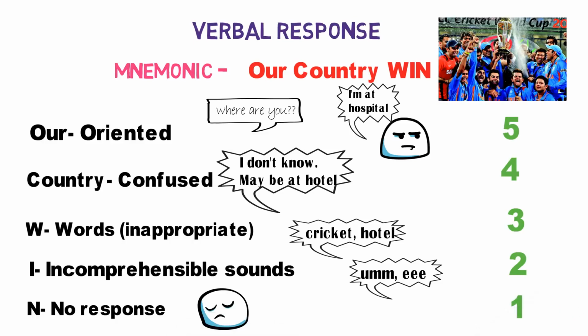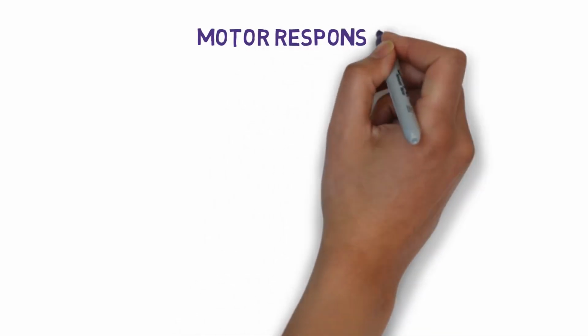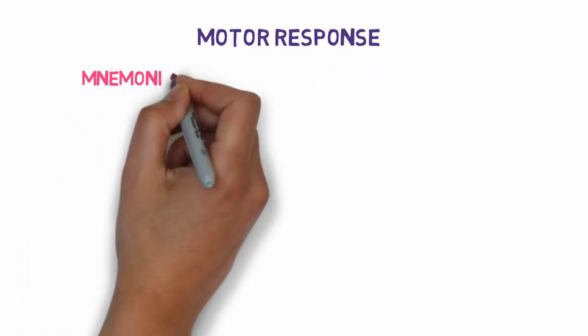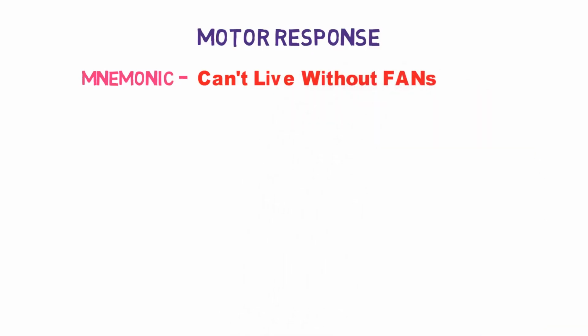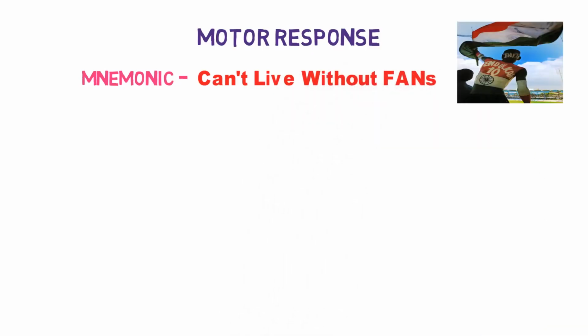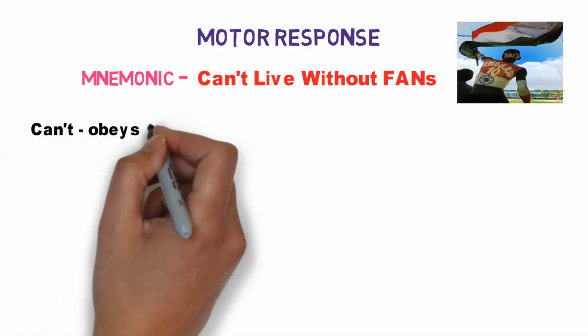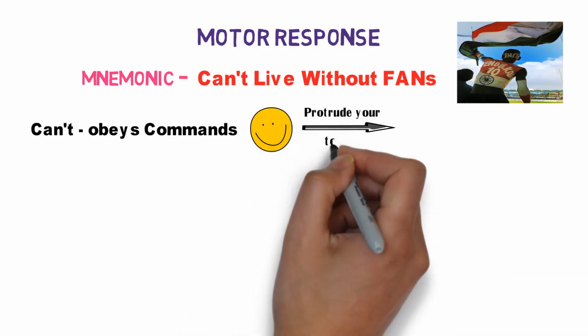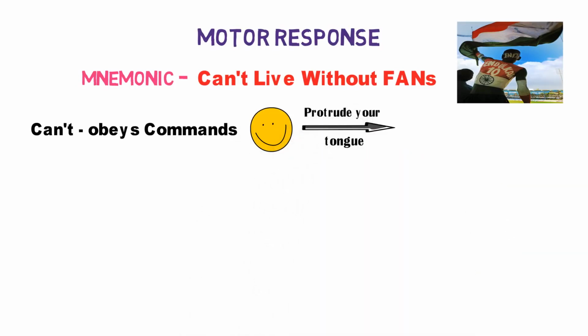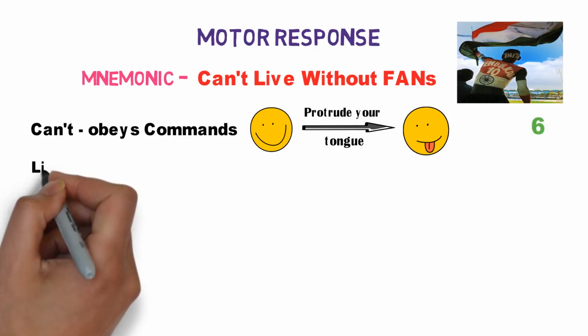Coming on to the last test, that is to check motor response. You can memorize with a mnemonic, "can't live without my fans", a statement given by Sachin. Do keep this picture of his fan in your mind. C in can't stands for obeying commands. If you ask a patient to protrude his or her tongue or to elevate any limb, if he or she does so, then that means patient is obeying commands, so motor score is 6.